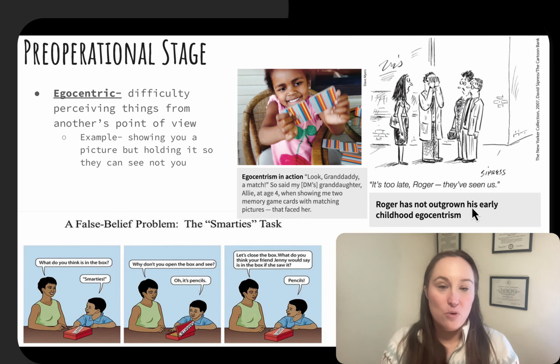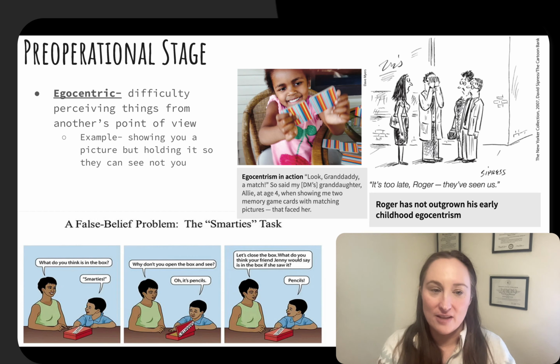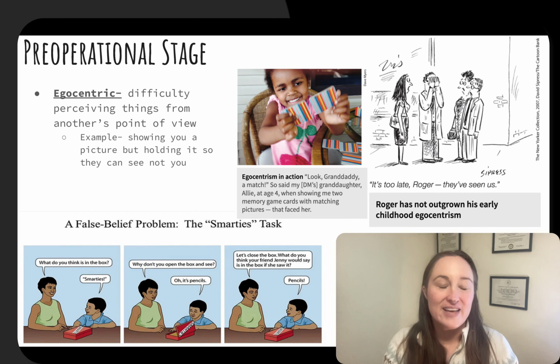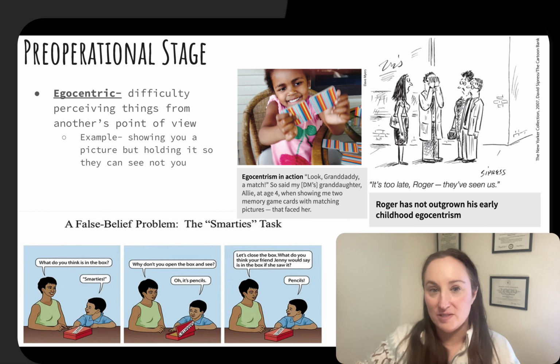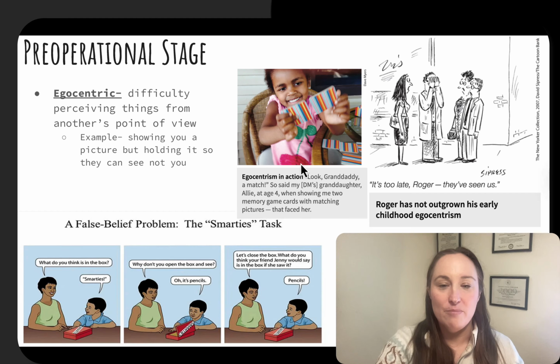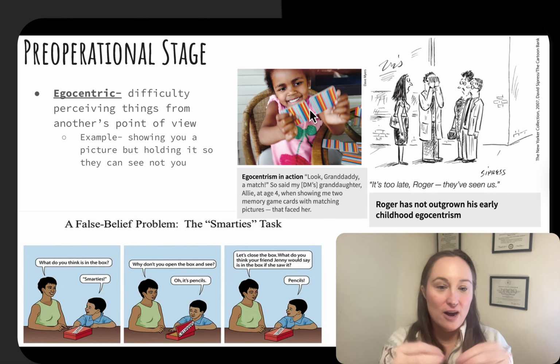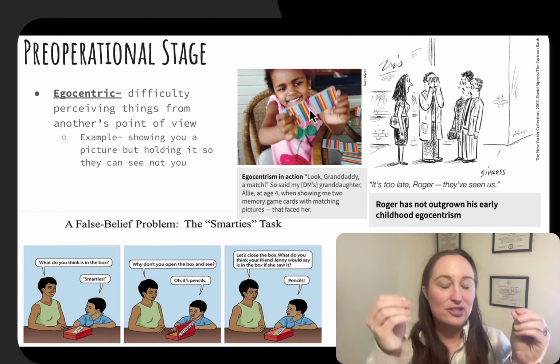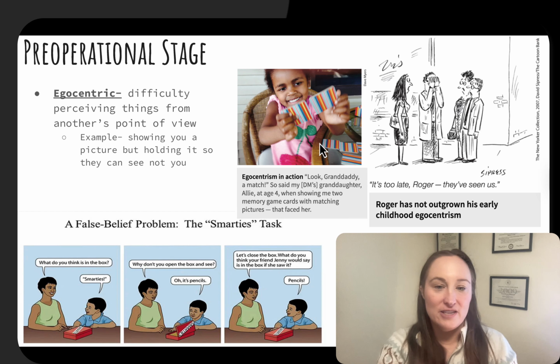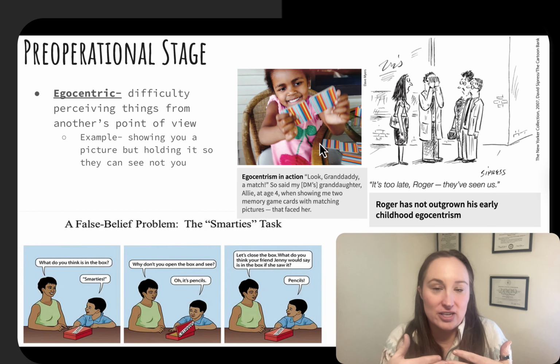One other important way that kids think differently in the pre-operational stage is they are egocentric. And this is not the same as egotistical. Egocentric means they are unable to perceive things from another person's point of view. So for example, she's holding up 2 matching cards saying, look, Granddaddy, I have a match. But this is his perspective. We can't see what the match is, right?